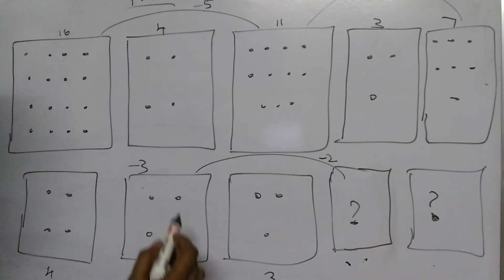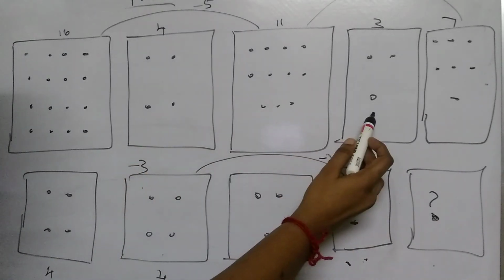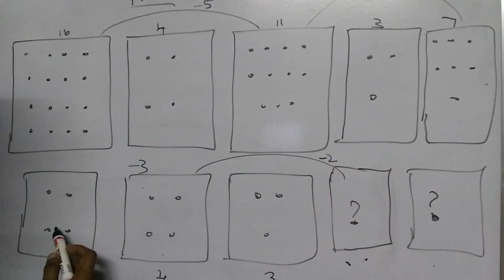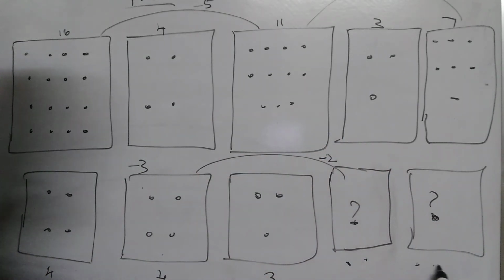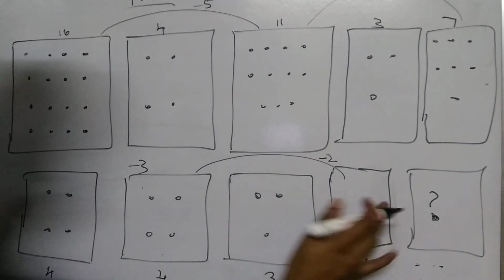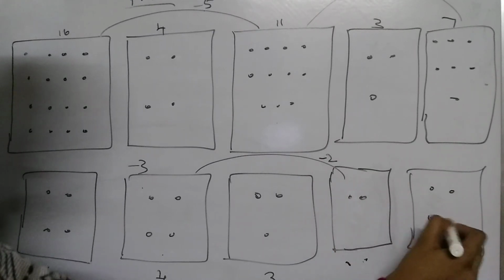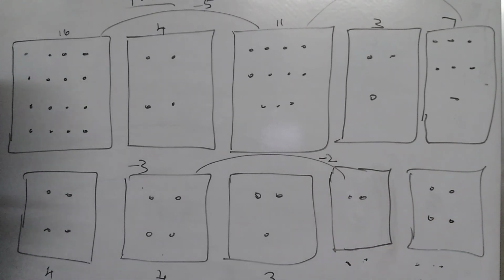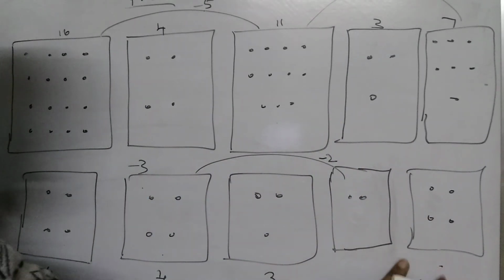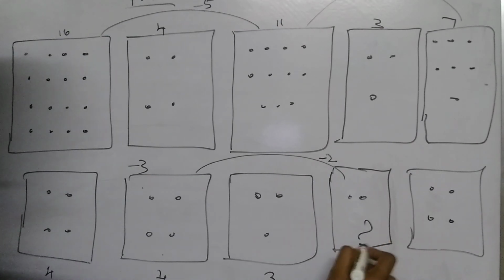Now same thing here. 4 reduced to 3. Again increased to 4, reduced to 3. The next will be increased to 4, right? 4 dots. So the answer in the first box will be 2 dots and this last box will be 4 dots. Okay? 4, 3, 4, 3. The next will come again 4. You got the answer for these 2 boxes.